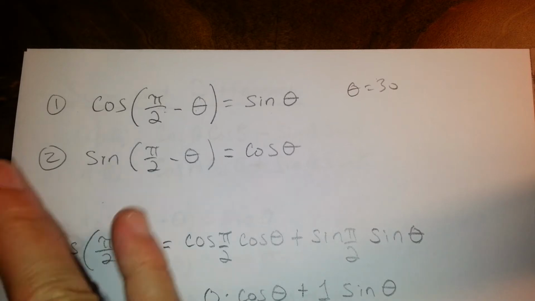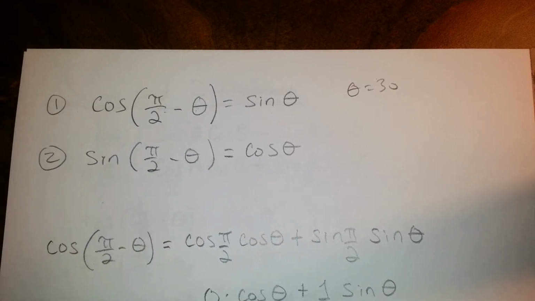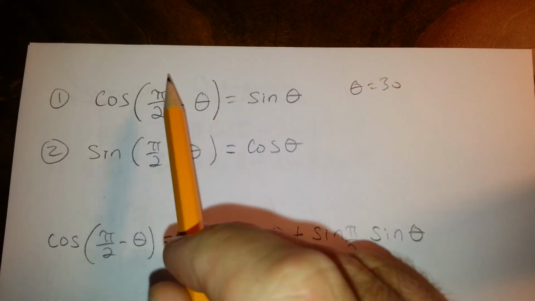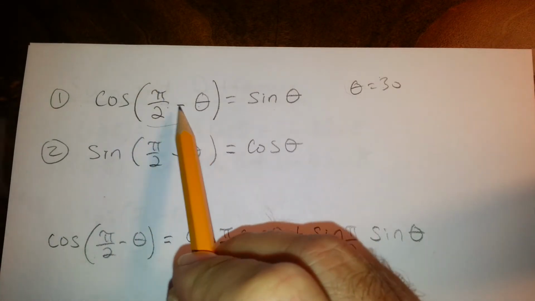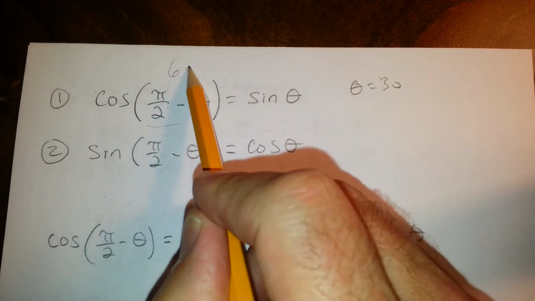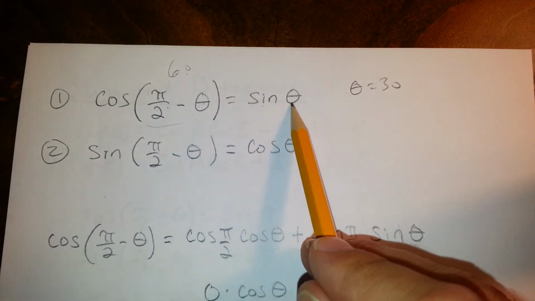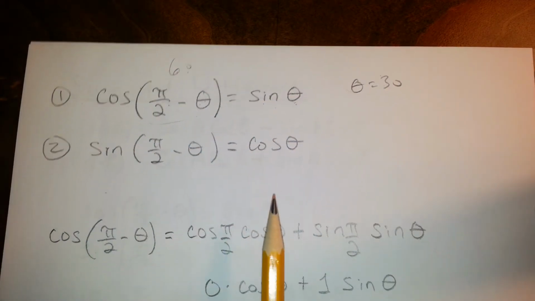All right, so basically it flips that reference triangle. So look at it again. Again, we said theta is 30. So cosine of this angle here, what's pi halves minus 30? 60. Cosine of 60, 1/2. Remember what theta is, that's 30. Sine of 30, 1/2, so they equal each other.